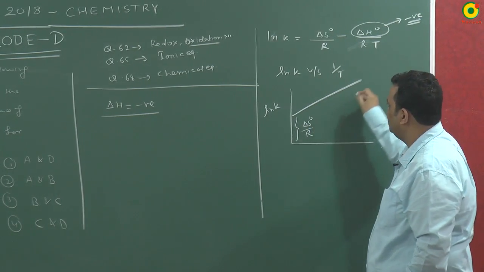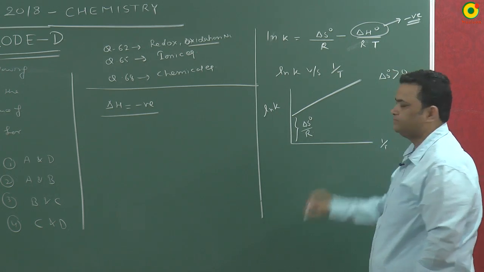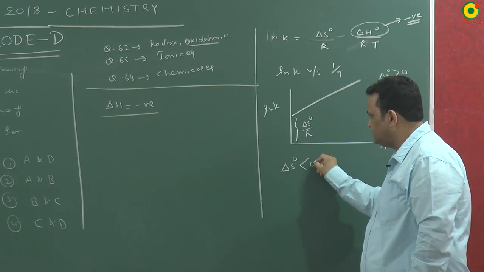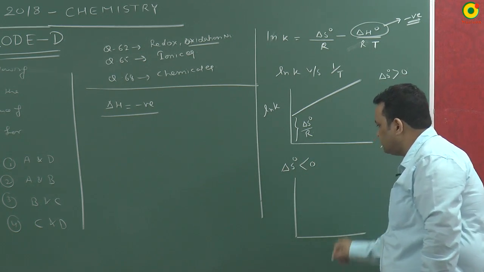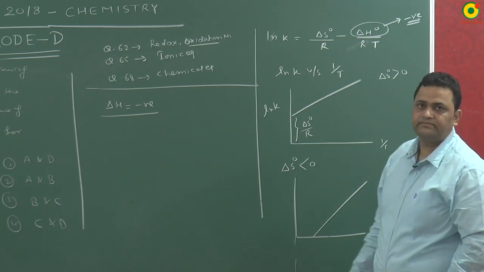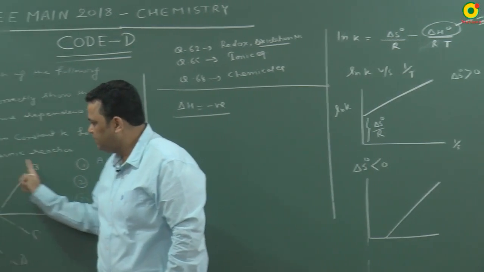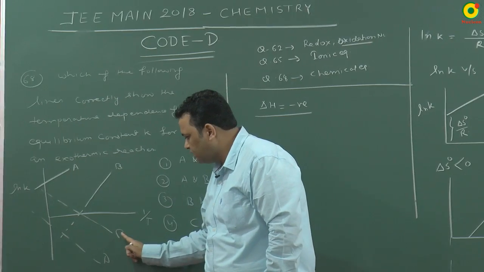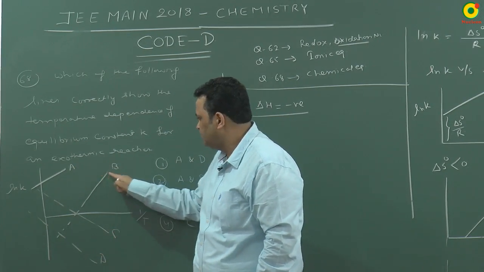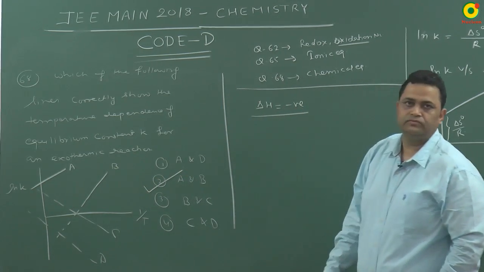Now this curve is valid if delta S naught is greater than 0. Suppose delta S naught is negative, less than 0, then the curve will start from this point and go like this. So the A curve is correct, B curve is correct, and the remaining 2 curves C and D are for endothermic reactions. So for the exothermic reaction, A and B are the correct options. So the answer is 2.